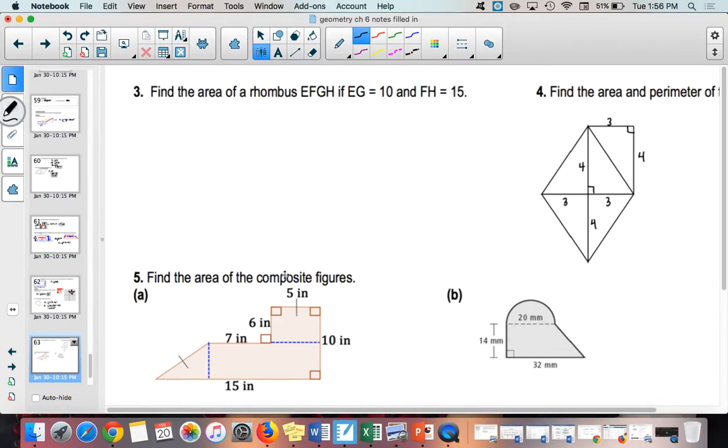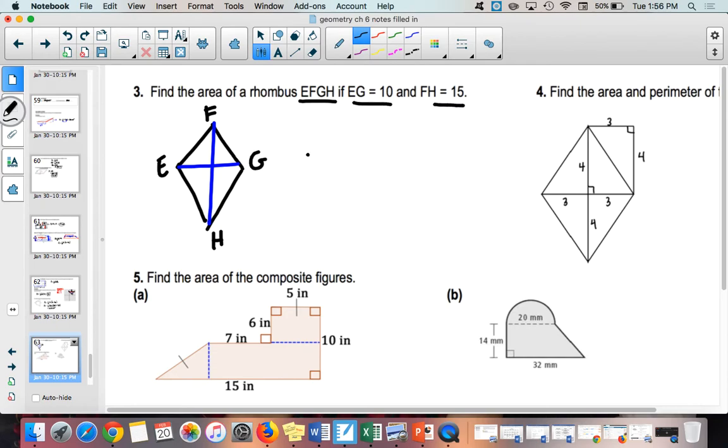Okay, so what do we get? So number 3. So you have E, F, G, H. Make sure when you draw it, wherever you start E, you go around, and it can go clockwise or counterclockwise, but you go in that order, right? So when we talk about EG, that means that it's a diagonal. So that diagonal is 10. FH is 15. So that can be D1 and D2. So its area equals 1/2 D1 times D2. Did you guys get 75?